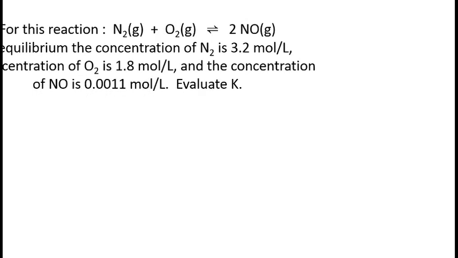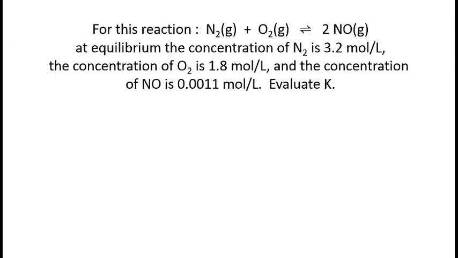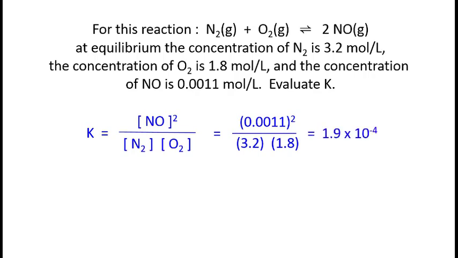If we have data for the concentration of reactants and products at equilibrium, we can evaluate K. The challenge is to first write an expression for K. Then we simply plug in the numbers. For this reaction, we're given the concentrations of N2, O2, and NO at equilibrium, and we're asked to evaluate K. First, we need an expression for K. We derived that a couple of moments ago with NO squared in the numerator and N2 and O2 in the denominator. Once we have the expression, now we simply plug in the numbers. The value of K is 1.9 times 10 to the minus 4.